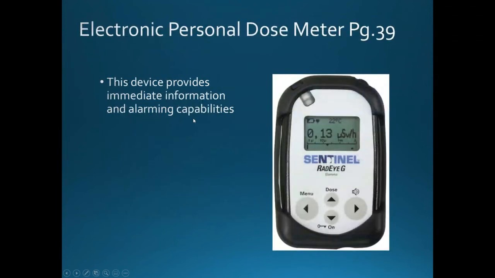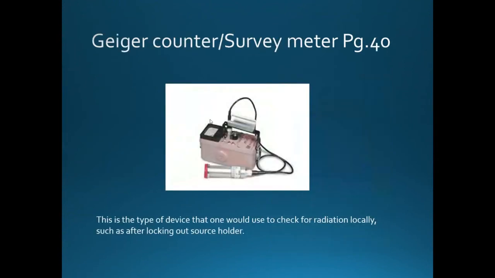Okay, electronic personal meter, as I said earlier, provides immediate information and alarming capabilities. Geiger counter or survey meter, this is the one that most people picture in their heads when they talk about measuring radiation, or you hear the term Geiger counter. This is the type of device that you would use to check for radiation locally, such as after locking out a source holder. And one of the drills when you lock out a source holder is you've got to go around with one of these at 30 centimeters and make sure you don't have X numbers of millisieverts or milliroentgens in order to verify that the shutter is effective.